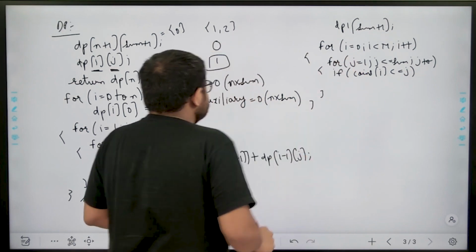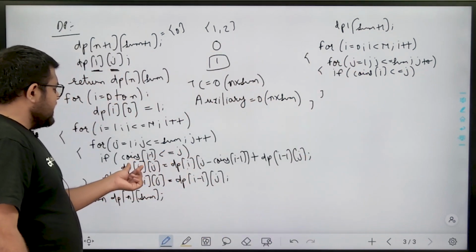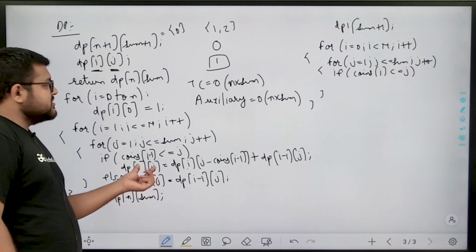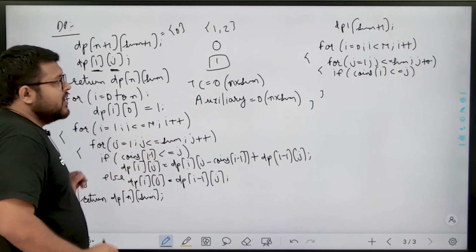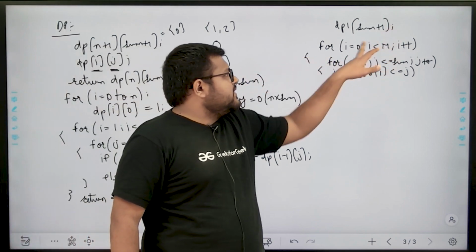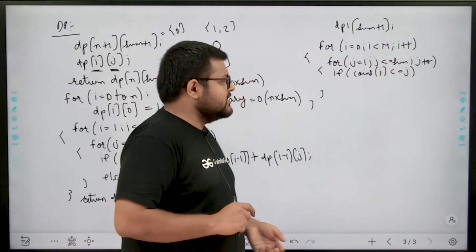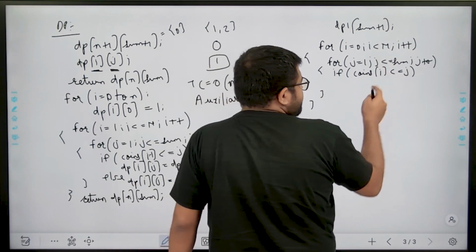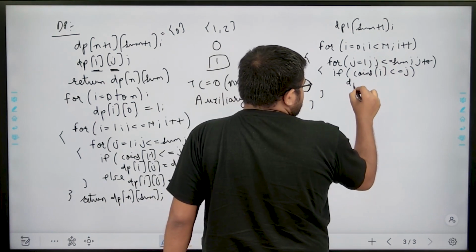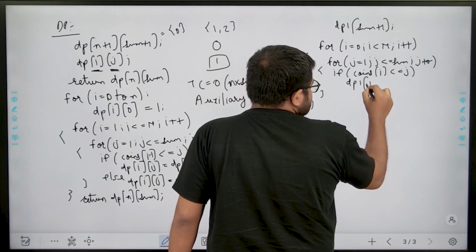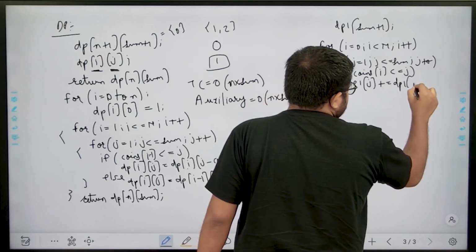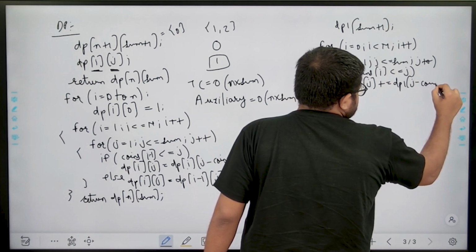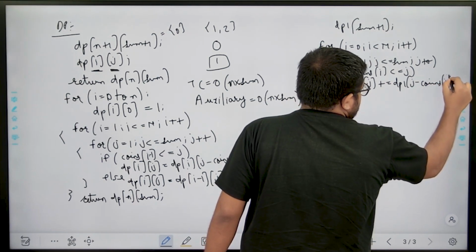Also here, since I was taking i and j both in the 2D index, that's why I took i from 1 to n. Okay, here I am not taking i in any index, so I use it from 0 to n minus 1 only. If coins of i is less than or equal to j, then dp1 of j plus equals dp1 of j minus coins of i.